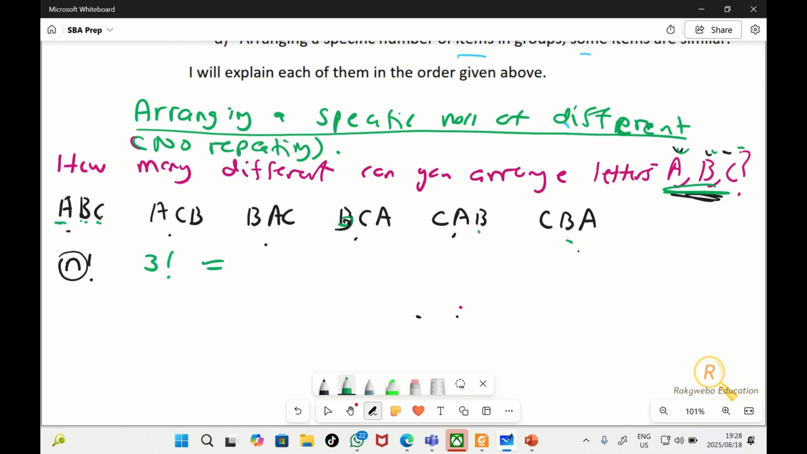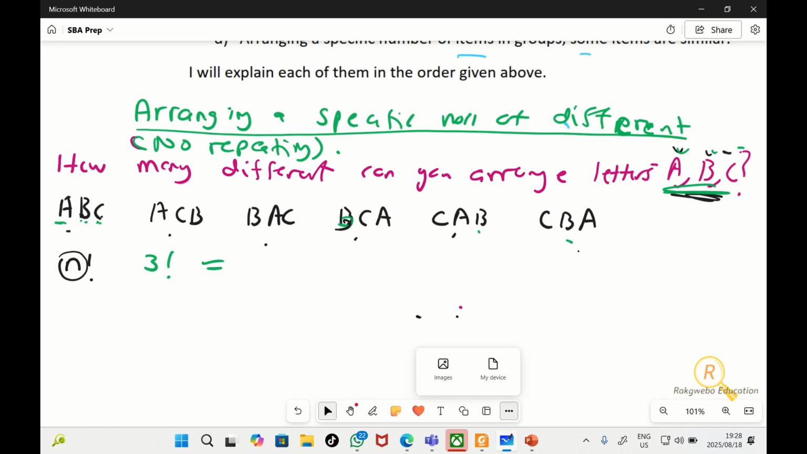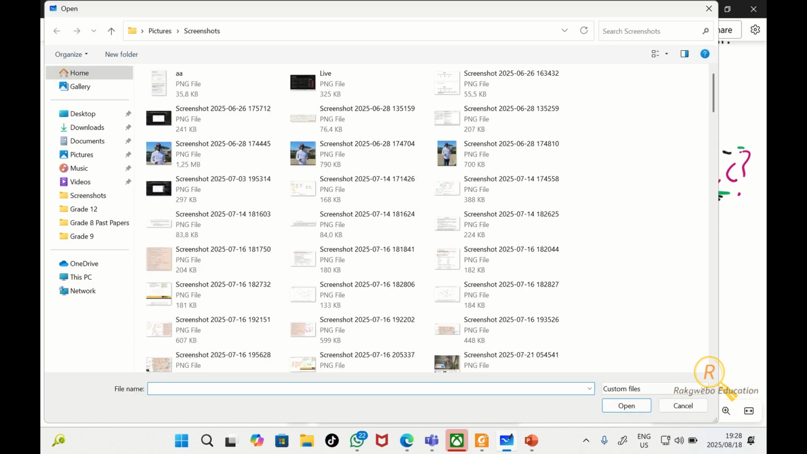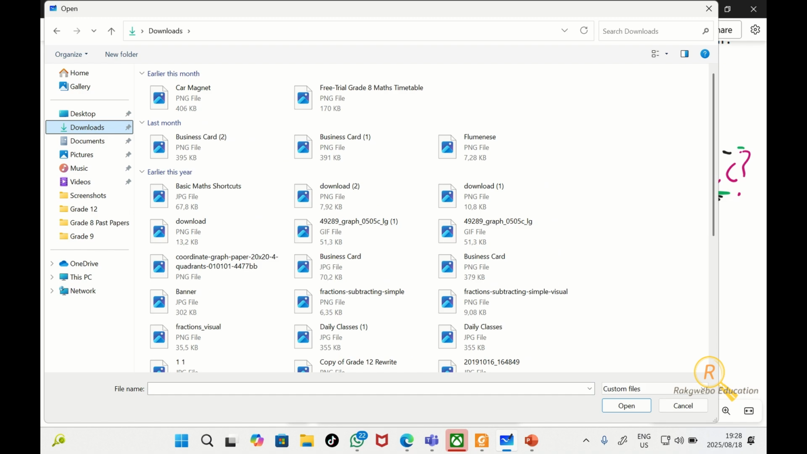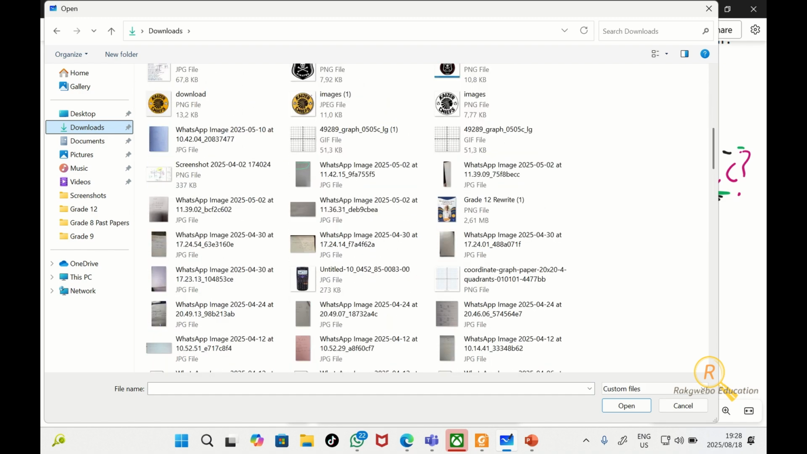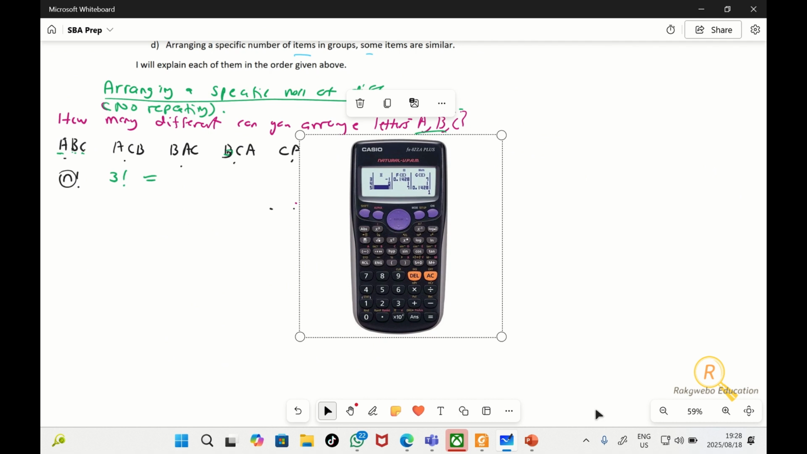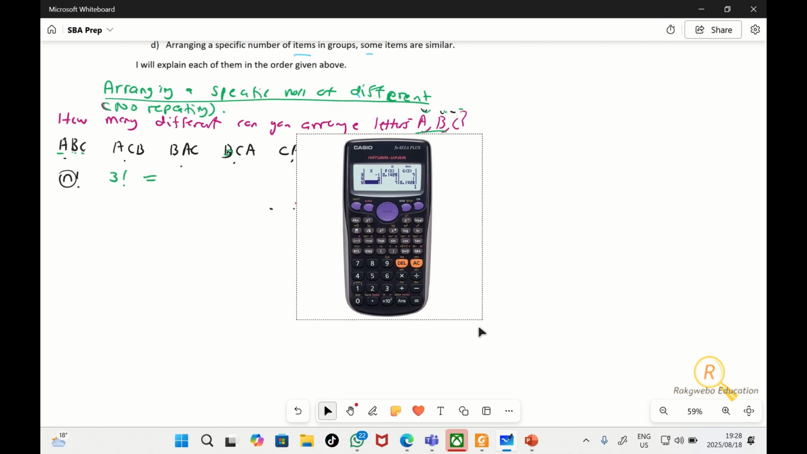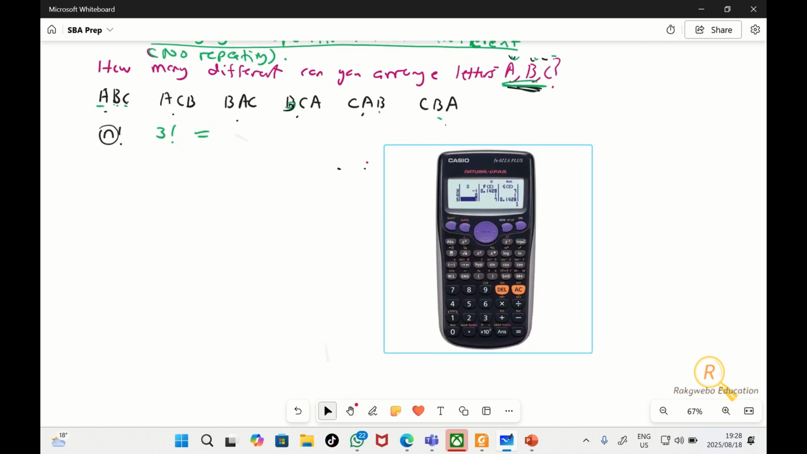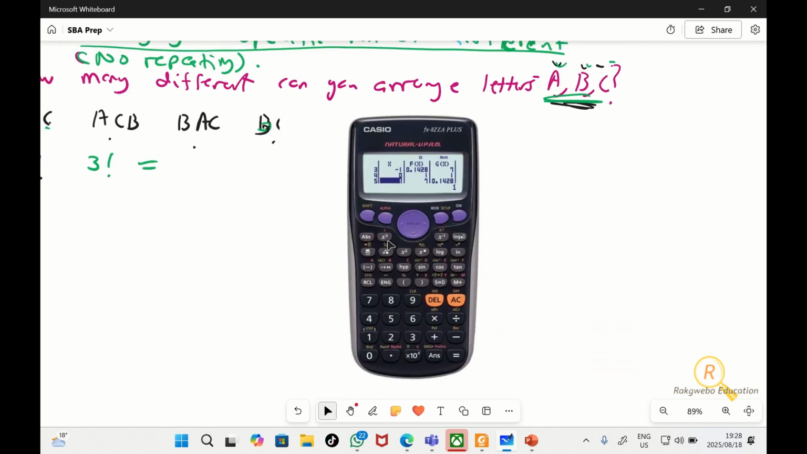Can you guys punch 3 factorial into your calculator and tell me the answer? I'll show you now. Someone's asking what factorial is. Remember that this is a new topic, so some of you already know what factorial is because you already covered counting principles. I'll show you actually. The answer is 6. Yes, I'll show you what factorial is.